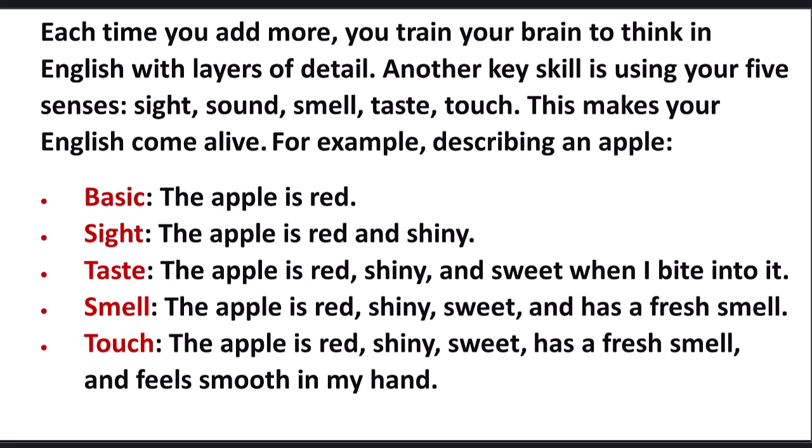Each time you add more, you train your brain to think in English with layers of detail. Another key skill is using your five senses: sight, sound, smell, taste, touch. This makes your English come alive. For example, describing an apple. Basic: the apple is red.